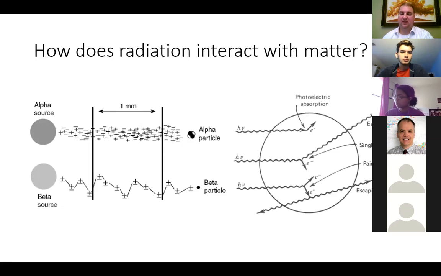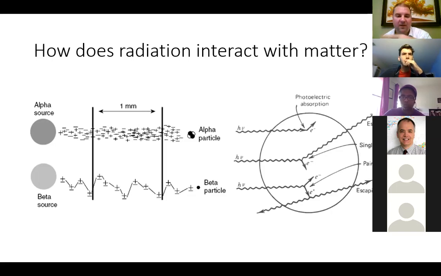Gamma rays can come in and can scatter. They can deposit all their energy through the photoelectric effect. They can deposit energy through pair production. And you want to track all of those particles when these interactions occur to be able to figure out how much energy is going to be deposited within the detector. So that's going to come into play when we look at spectra and we are trying to interpret spectra.